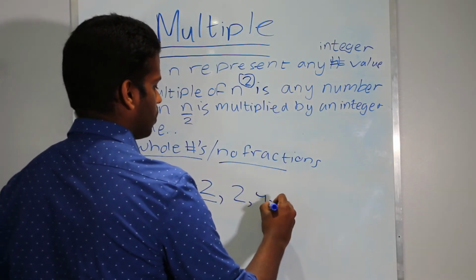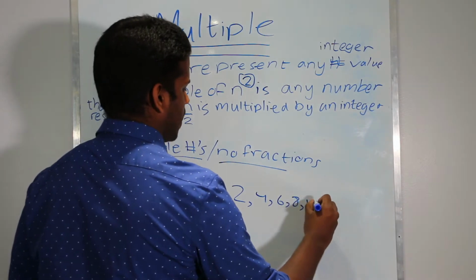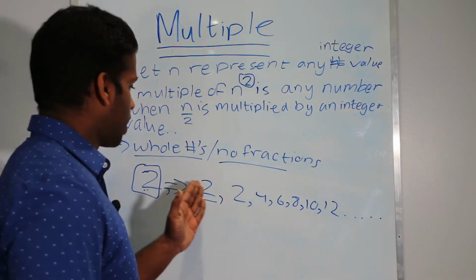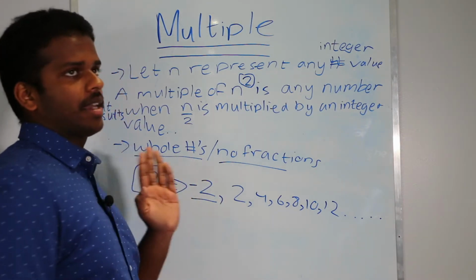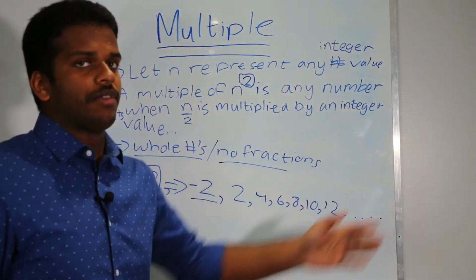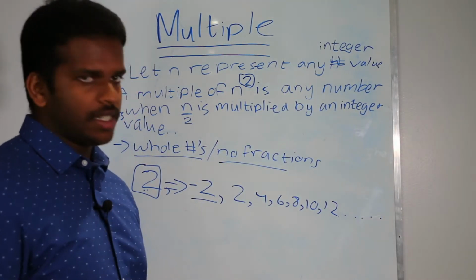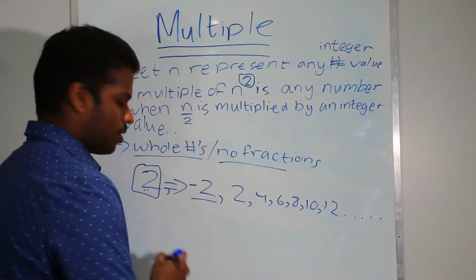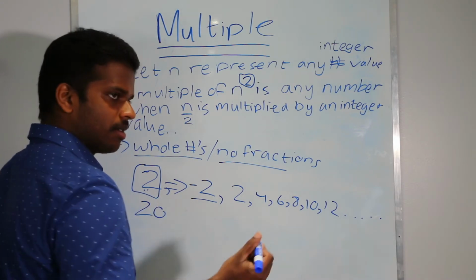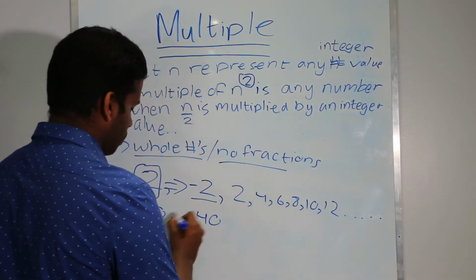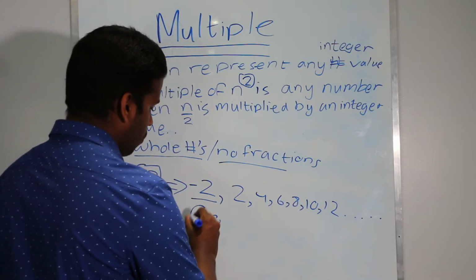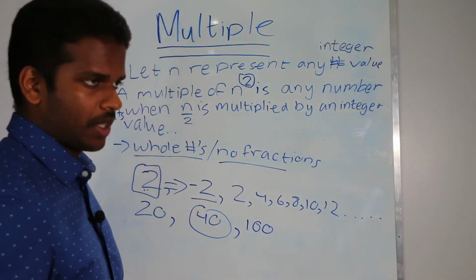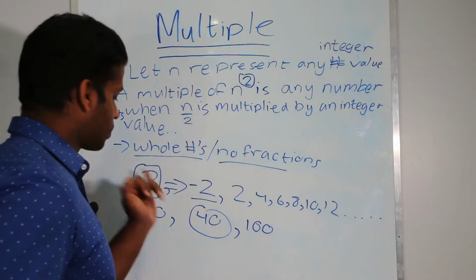2, 4, 6, 8, 10, and the list goes on. If you know your basic times table, the list goes on because we're just multiplying that number by all the integers: 1, 2, 3, 4, 5, 6, and so on. And it doesn't have to stick with our basic 12 by 12 times table. Even 2 times 20 is 40. 40 also works. 100 also works, because 2 times 50 gives you 100. So 100 is also a multiple of 2.